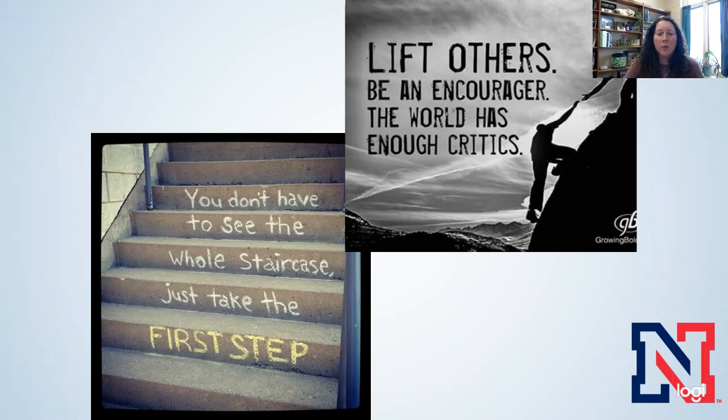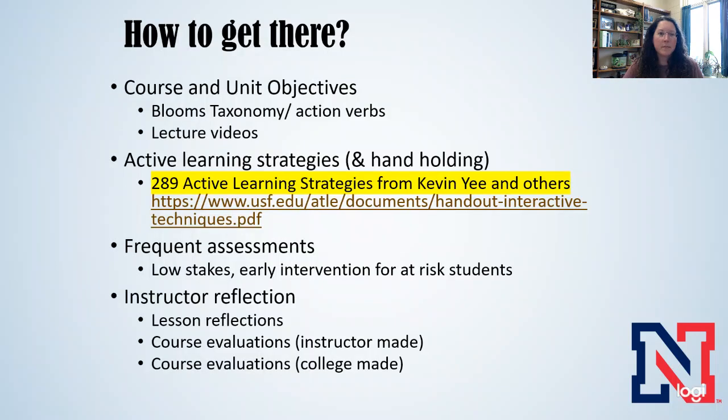You don't have to see the whole staircase to take the first step. That's really hard for them. They don't want to fail, and they sometimes want to know where they're going. So we've got to support them in those failures that they may have, and we've got to help them take that first step and then those next steps to get to where they're going before they can see the whole big picture. So how do we get there? Of course, we have our course objectives and our unit objectives.